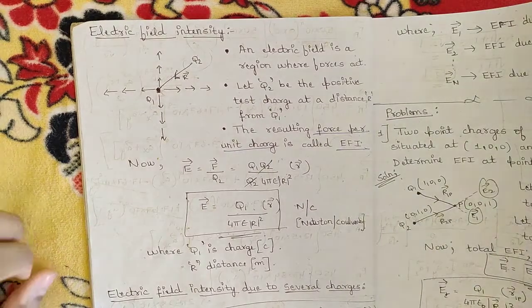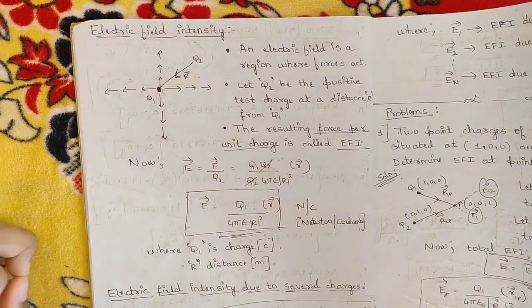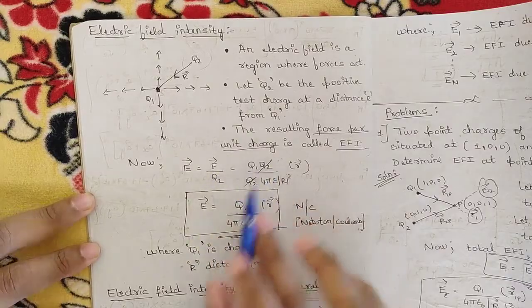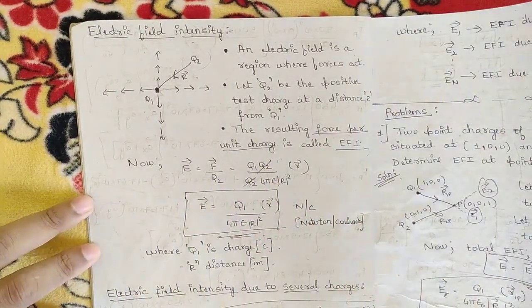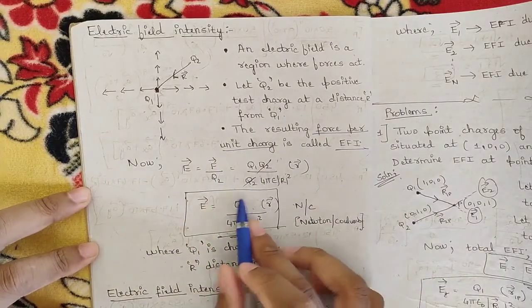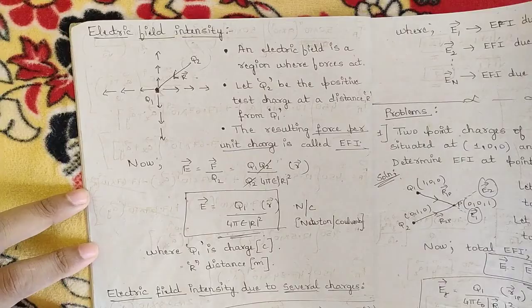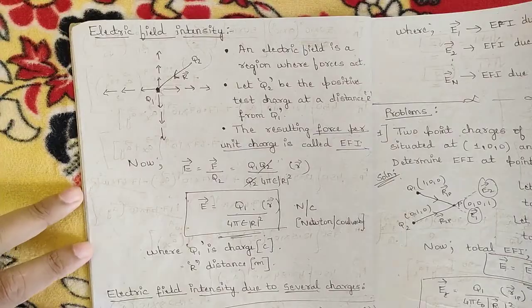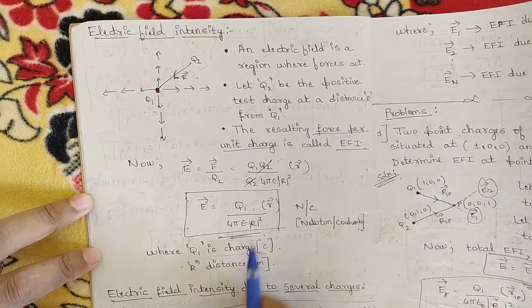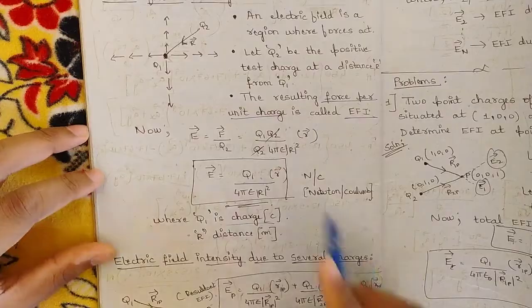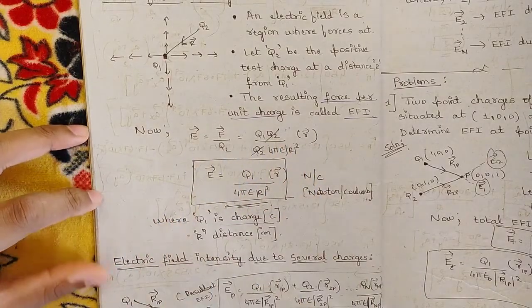So what are the changes you observe in Coulomb's force of attraction and electric field intensity? In Coulomb's force of attraction we had the product of charge magnitudes, whereas in the case of electric field intensity it is given by force per unit charge, or you could say it as a single charge divided by the square of the magnitude, into the unit vector R. Okay, where Q1 is the charge, R is the distance in meters. Okay, since it is given in magnitude, it is measured in meters. Okay, so this was about electric field intensity.